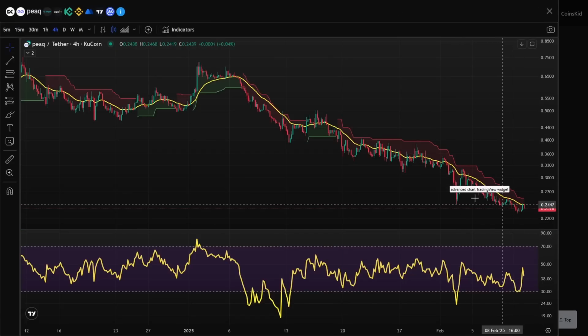There's a coin called Peak. Let's take a quick look at that. What's this doing? Again, we've got a nice bullish divergence down here.